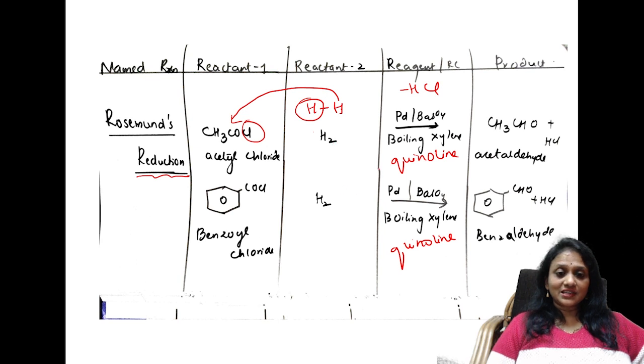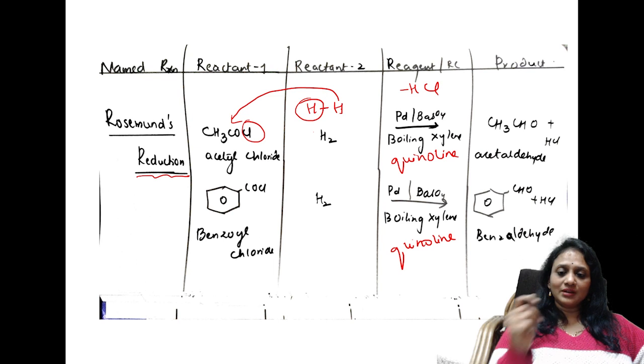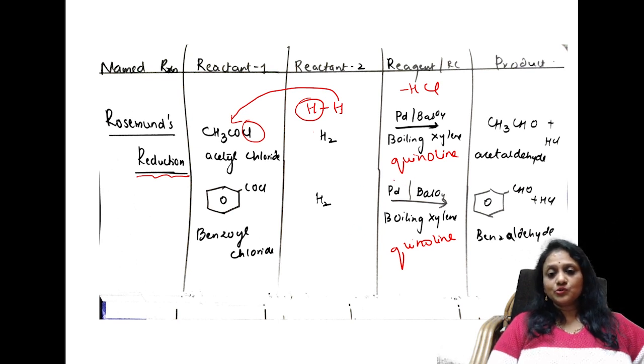Rosenmund reduction is a conversion of acetyl chloride or benzoyl chlorides to the respective aldehydes. Once again, Rosenmund reduction is a conversion of acetyl chloride to acetaldehyde, benzoyl chloride to benzaldehyde. So the only thing is, you're converting acyl chlorides to aldehydes, in the presence of palladium and barium sulfate, and to restrict its action, this is the catalyst, this is the catalytic poison.